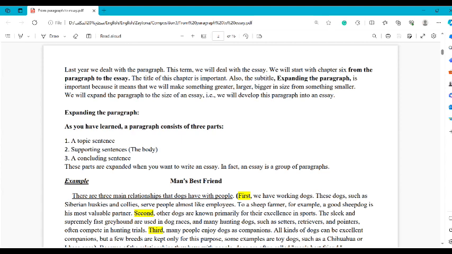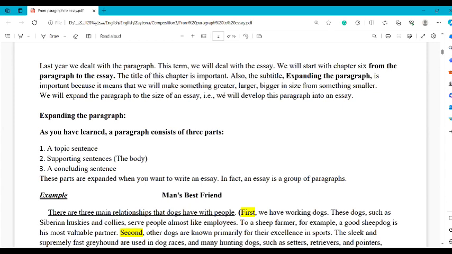Expanding the paragraph is important. Expand means to make something big or to make something large. Expanding the paragraph is important because it means that we will make something larger or bigger in size from something smaller. It is a paragraph. So here we mean to write an essay which is greater, larger, bigger than a paragraph. We will expand the paragraph to the size of an essay. In other words, we will develop this paragraph into an essay. Let's see how to expand the paragraph.